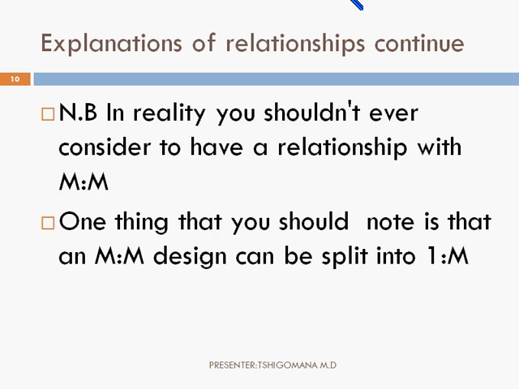Now, let us continue with the explanation of relationships. In reality, you shouldn't ever consider to have a many-to-many relationship. In other words, many-to-many relationship must be the last option. Another thing that you should note is that an M to M or many-to-many relationship can be split into one-to-many relationship.